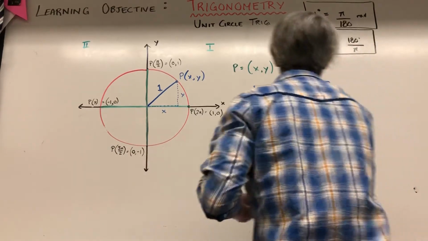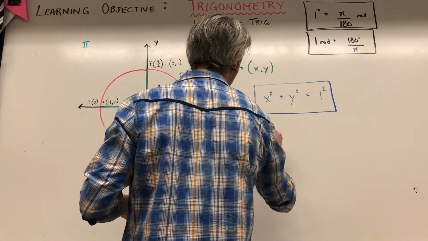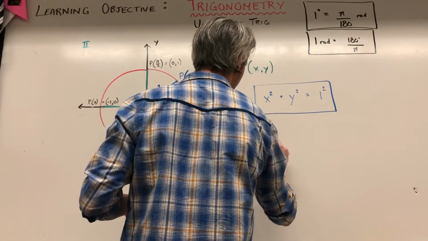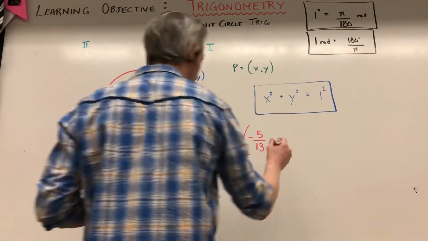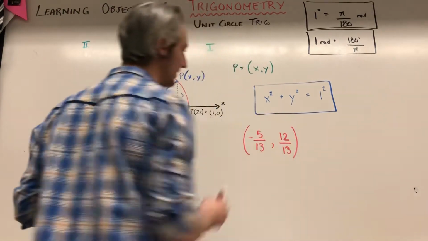Let's see if this next point is on my unit circle. What if I had negative 5 over 13 for my x and 12 over 13 for my y? Is this on the unit circle?